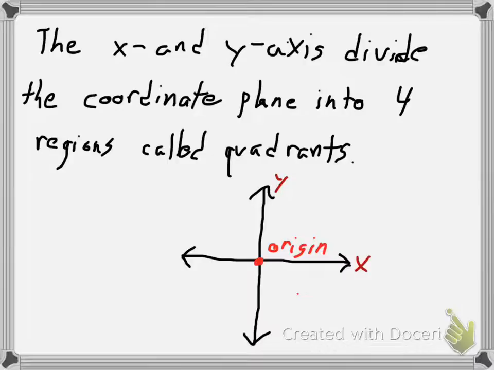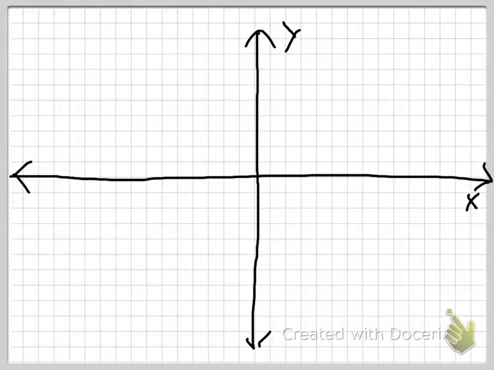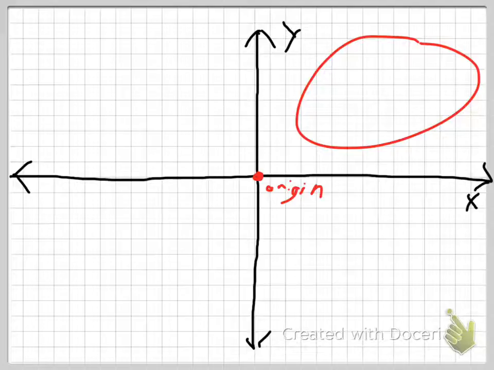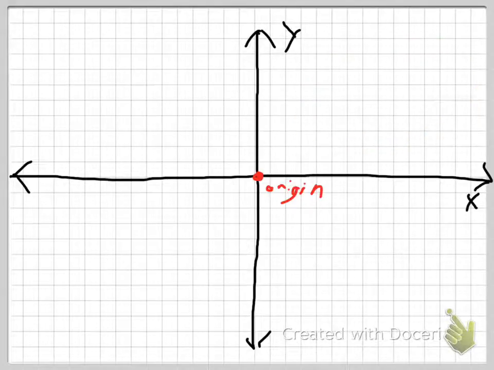So let's look at these quadrants. Again, we have our x-axis, which is our horizontal number line. We have our y-axis, which is our vertical number line. Right in the center, where they meet, we have the origin. Now, when we start naming quadrants, we name them kind of weird. Up to this point, we've always dealt with this upper right quadrant. That's the first one we name. We call that quadrant 1, and we use a Roman numeral 1 to represent that.